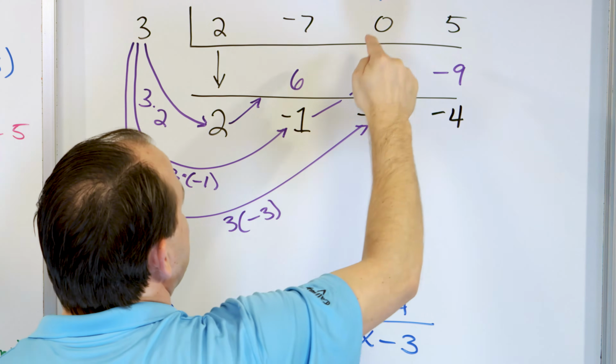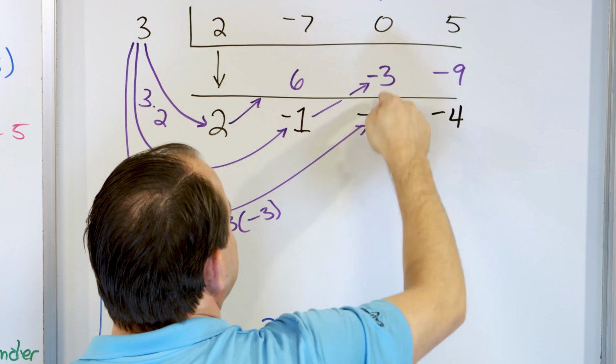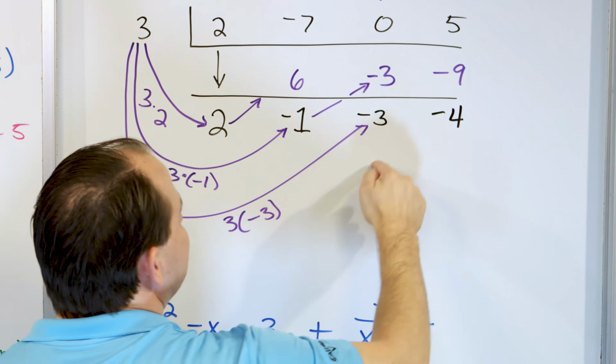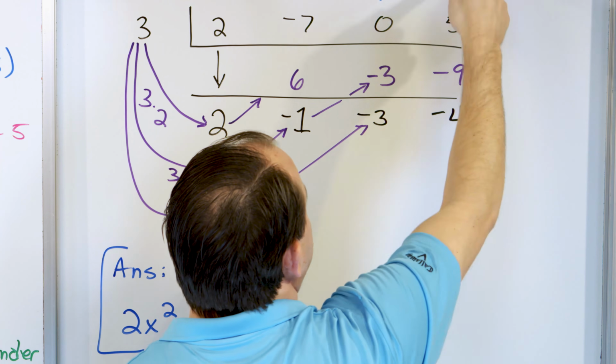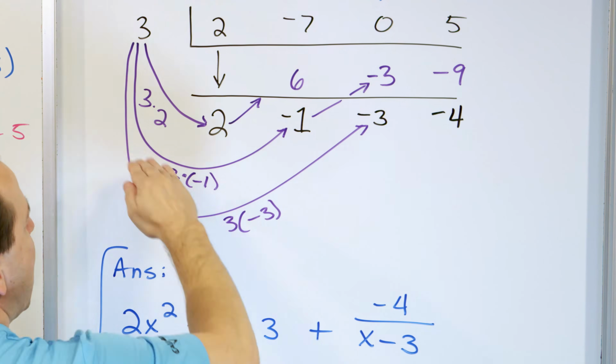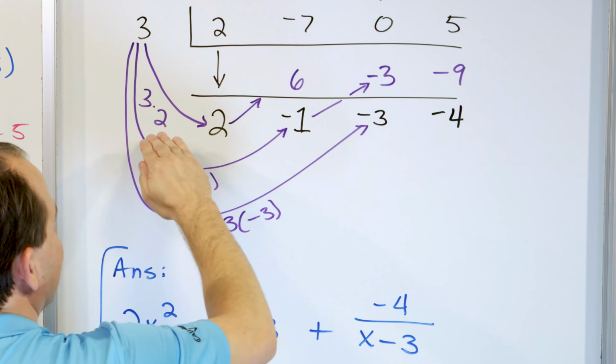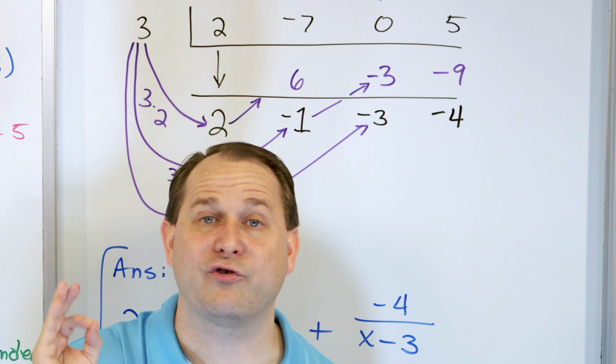Okay, 3 times negative 1 is negative 3. Great, we add these, we get a negative 3. 3 times a negative 3 is negative 9. We add these, we get negative 4. All the numbers in the bottom represent your answer, and notice we didn't have to do any subtractions.